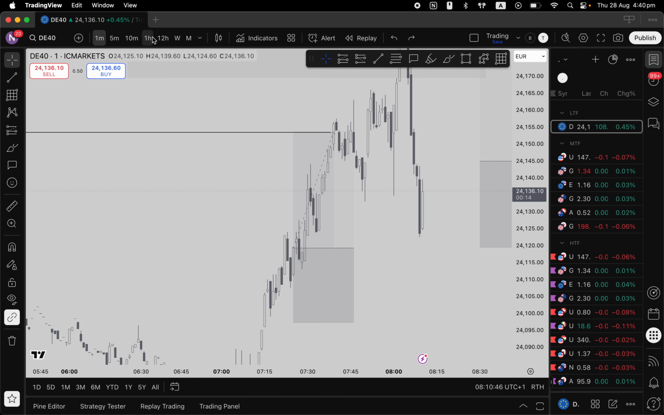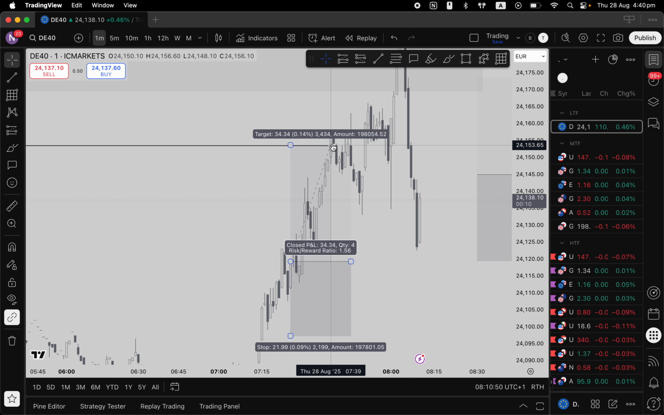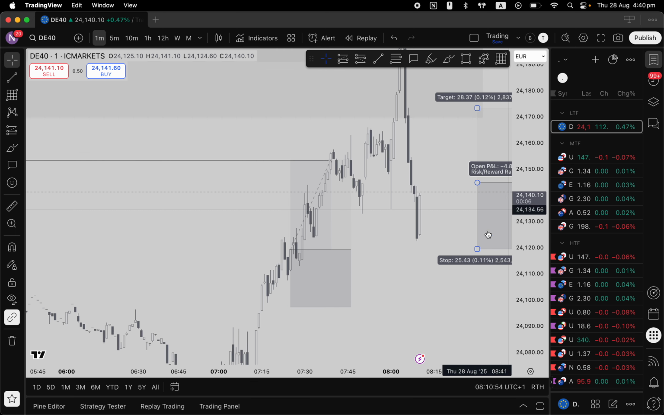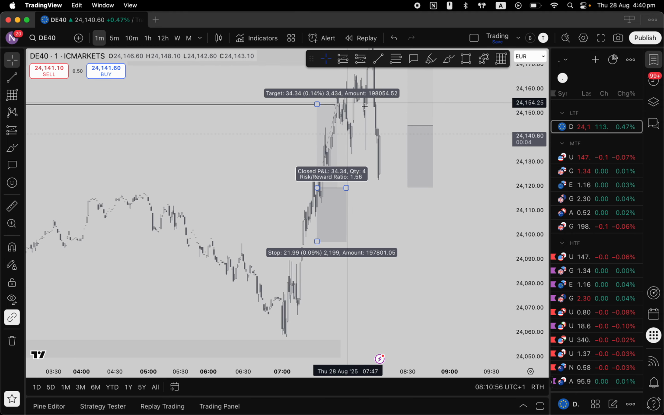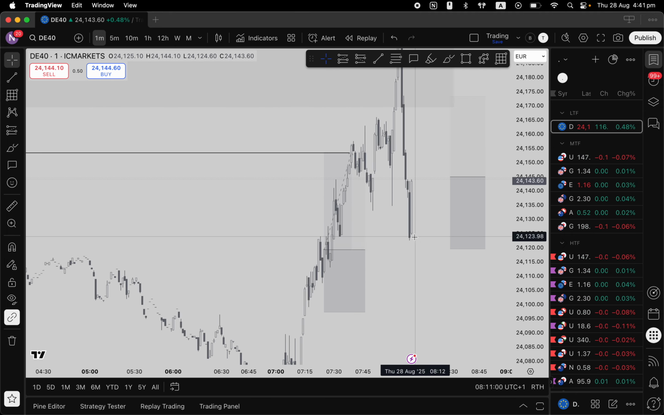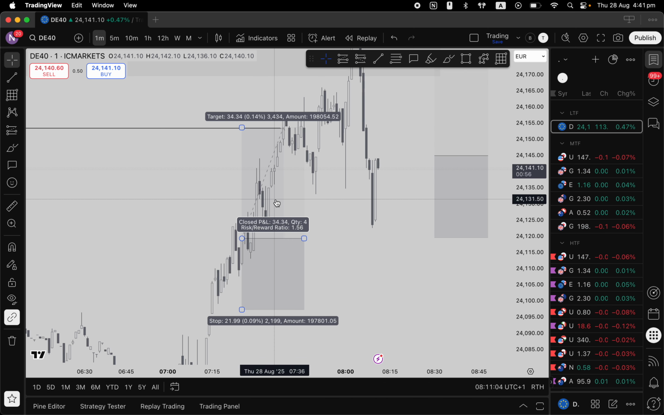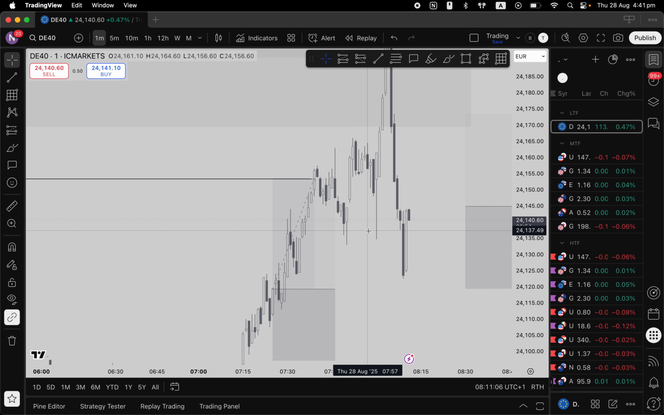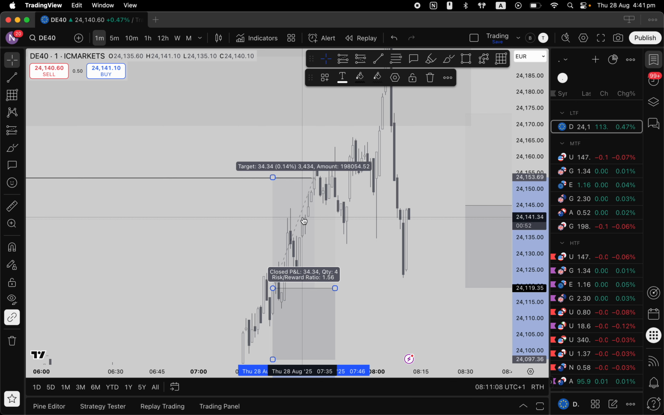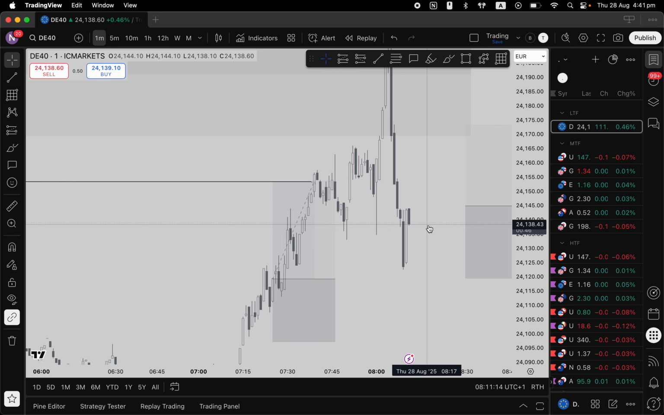Then with my 1 hour bias, I just took off 90% of my position there once I saw the price starting to react to the liquidity, because we may be doing that to sweep that liquidity, then just fall over. So it's just better to take your position off. That was for 1.56 and 34 points. Yeah, 34 points.